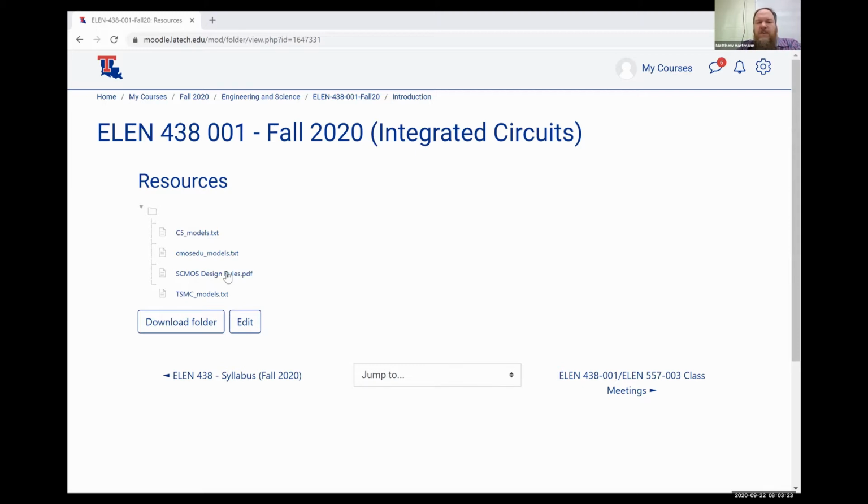Today we're going to be talking about wells, so it's important that we pull up the CMOS design rules associated with wells. Because we're in a submicron process node, we're going to be using the rightmost column.